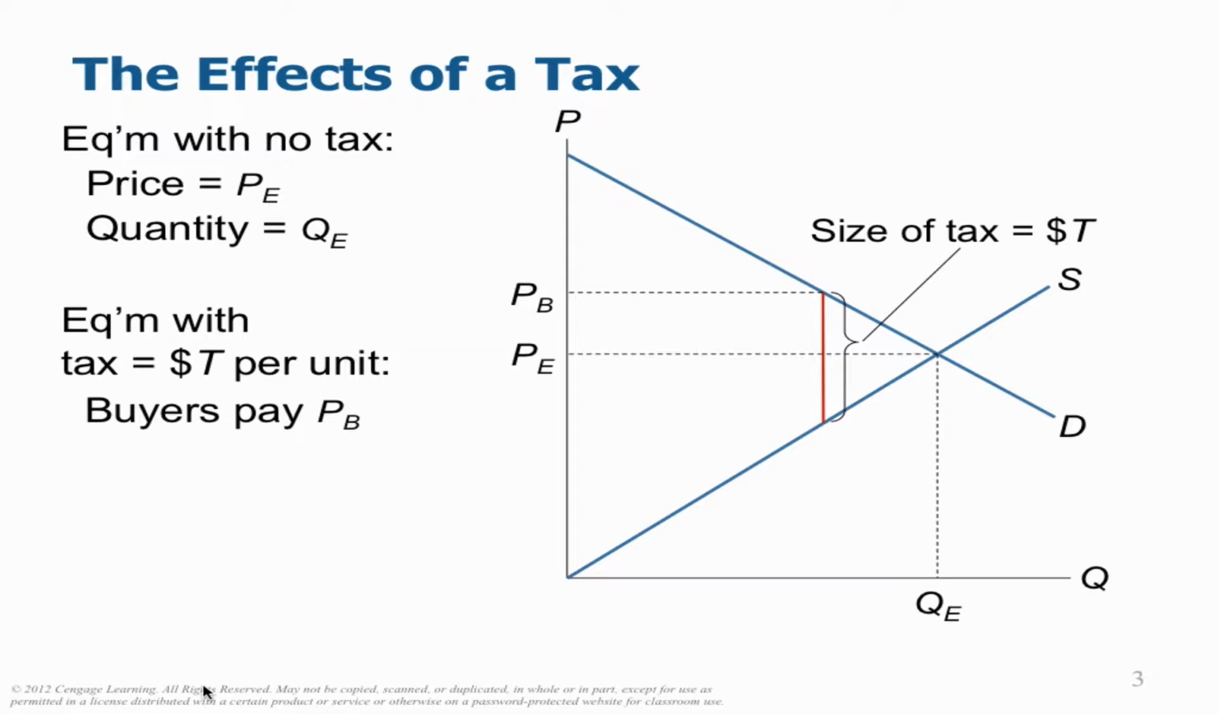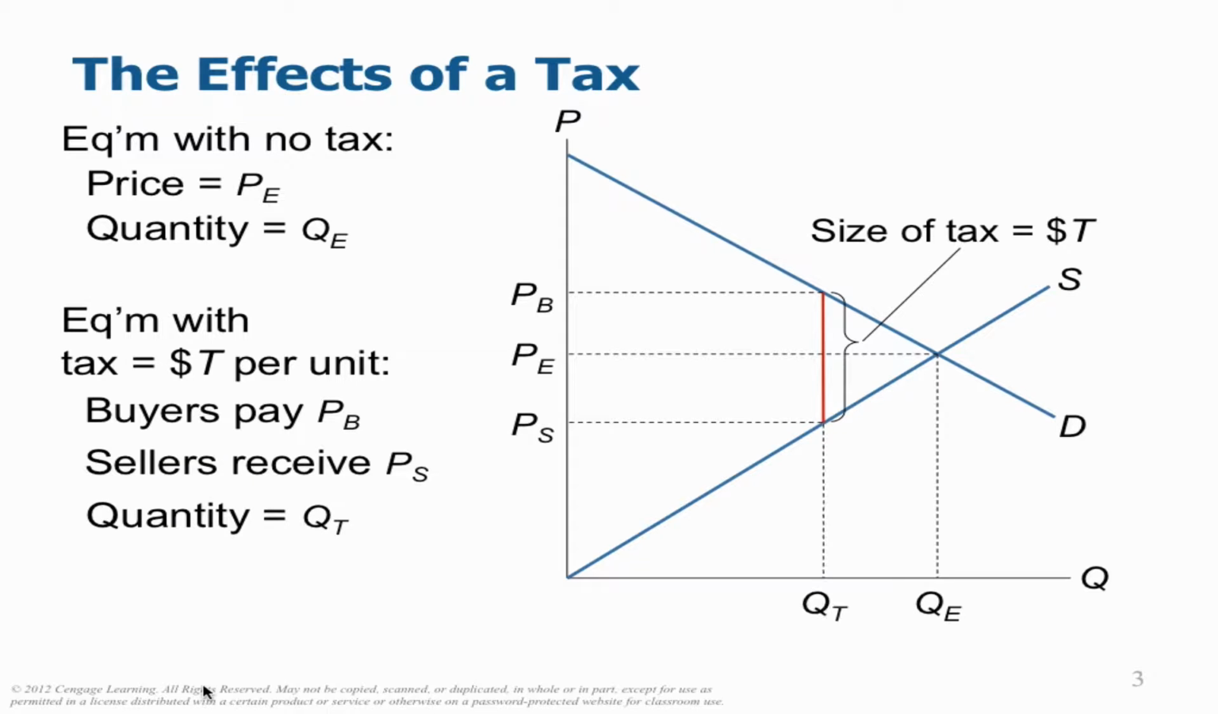Okay. So the price buyers pay is up here. The price sellers get is down here. Okay, and we have a new quantity. What shall we call it? Quantity T, quantity at taxation. Yay.